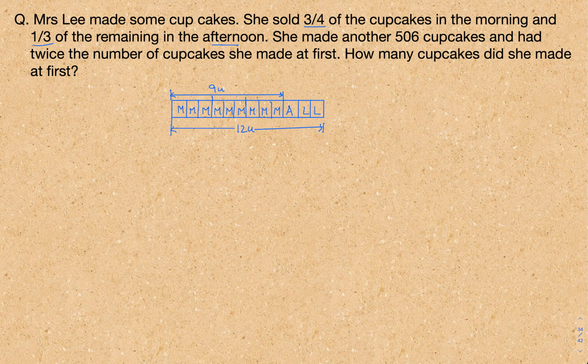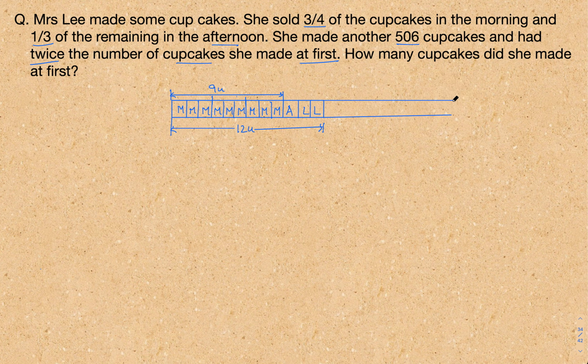She made another 506 cupcakes and had twice the number of cupcakes she made at first. That means after she has sold these many, 9 in the morning and another 1 unit in the afternoon, she made another 506 cupcakes. And now at the end she's having twice the number of cupcakes she had made at first. So let's add another 506. It should be a big bar, because we know that at the end she is having twice as much as what she had before, right?